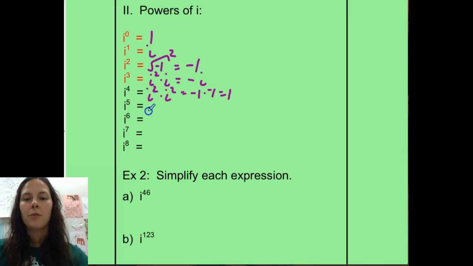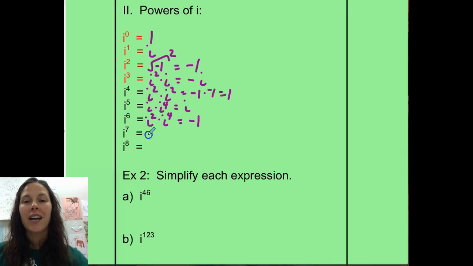i to the fifth would be i times i to the fourth, but i to the fourth is 1, so i to the fifth is i. i to the sixth would be i squared times i to the fourth. i to the fourth is 1, and i squared is negative 1. The pattern continues. i to the seventh would be the same as i cubed, which is negative i. i to the eighth would be the same as i to the fourth, which is positive 1.